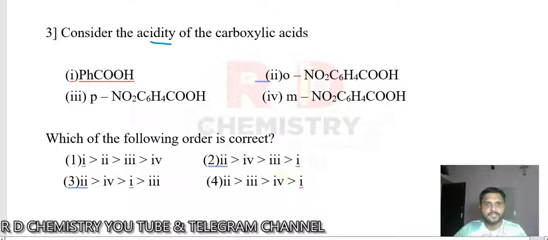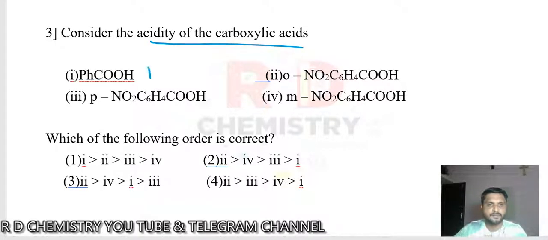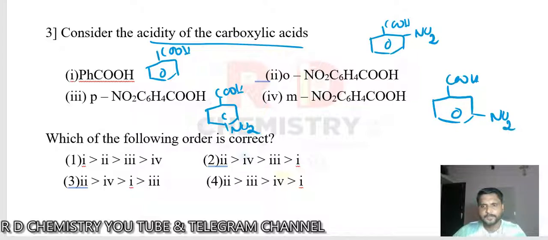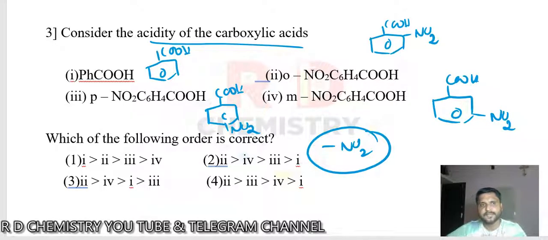Question number 3. Consider the acidity of the carboxylic acids. Here, first one is benzoic acid. Second one, ortho-nitrobenzoic acid. Third one is para-nitrobenzoic acid. And then we have meta-nitrobenzoic acid. Correct? Now, the NO2 group here is an electron withdrawing group. So therefore, the acidity of nitro derivatives must be greater than that of the standard molecule, that is benzoic acid.